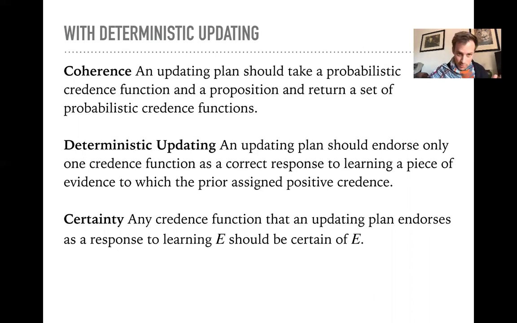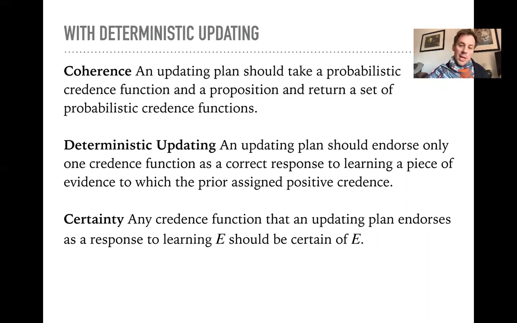So let's meet some of the properties that we're supposed to assume. The ones on this first page, with the exception of deterministic updating, are supposed to look super plausible. So coherence says that if you start with a probabilistic credence function, so one that satisfies probabilism, and you take a proposition that you have some opinion about, and you update, the rule should take you from that probabilistic credence function and the proposition learned as evidence and return a set of probabilistic credence functions. So basically it just says the output's got to be probabilistic. Deterministic updating, as before, just says that that set had better be a singleton. It should only have one thing in it.